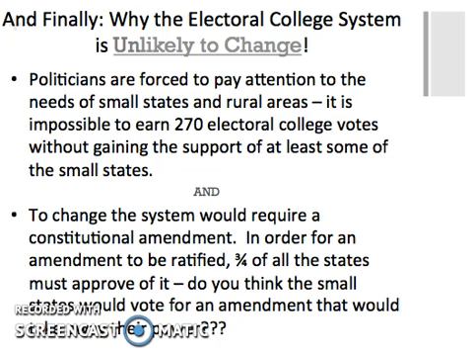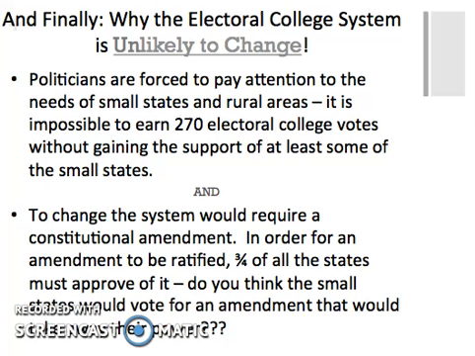Politicians are forced to pay attention to the needs of small states and rural areas. It makes the presidential candidates more aware of the issues in these smaller states. It's impossible to earn 270 Electoral College votes without gaining the support of at least some of the small states. So they need to go there. Normally in an election, they would just forget those states, go to the big ones, and try to reach as many people as possible, but this system forces them to go to the small states.